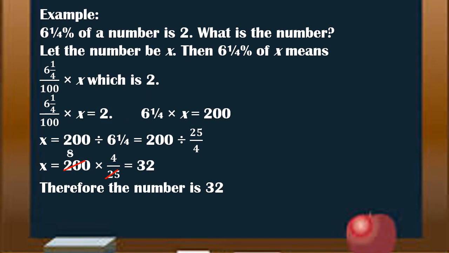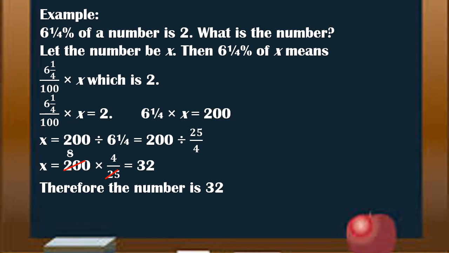Now, 6 1/4% of a number is 2. What is the number? Let the number be x. Then 6 1/4% of x means what? 6 1/4 divided by 100. Percent to fraction means percent divided by 100. So 6 1/4 by 100 into the number x is equal to 2. That is, 6 1/4 by 100 into x equals 2.